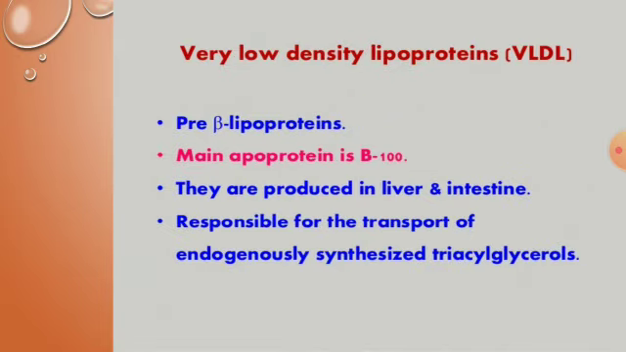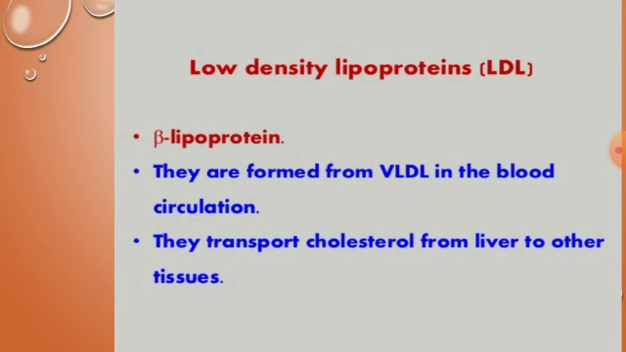The next one, very low density lipoproteins or VLDL, also called pre-beta lipoproteins. The main apoprotein present in VLDL is B100. They are produced in the liver and intestine. VLDL are responsible for the transport of endogenously synthesized triacylglycerols. The next one, low density lipoproteins, LDL.